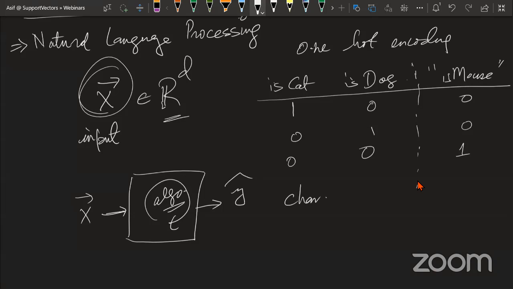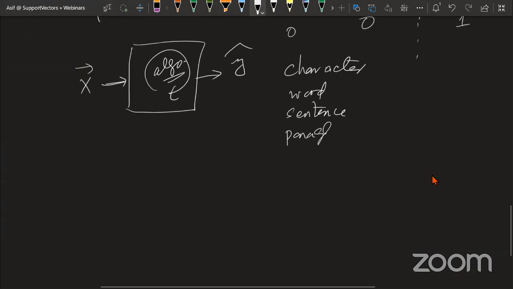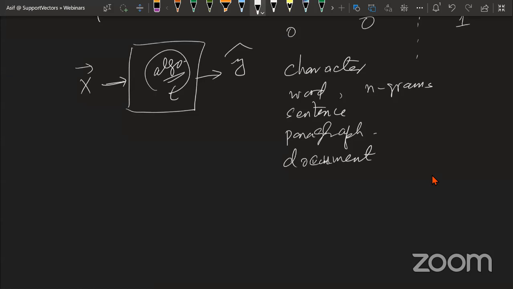So let me just write down your choices. Character, word, sentence, paragraph, graph. You can have other combinations, like n-grams and so forth, or you can have a whole document itself as a vector. For each of these you can ask, how do you make it into an X vector? You may need to do that because you may want to look at that level of resolution. Now, the most common are words and n-grams, so I'll just use the word "word".